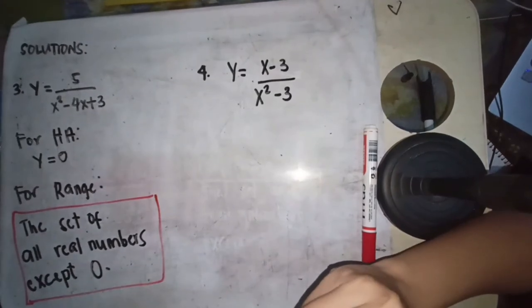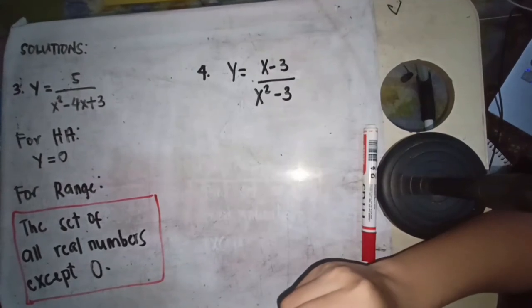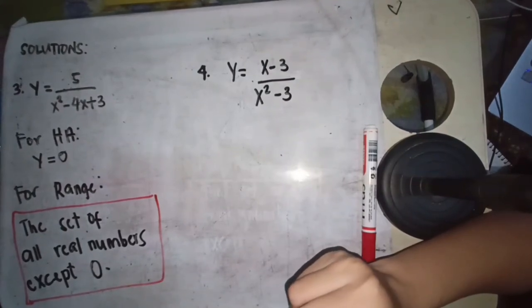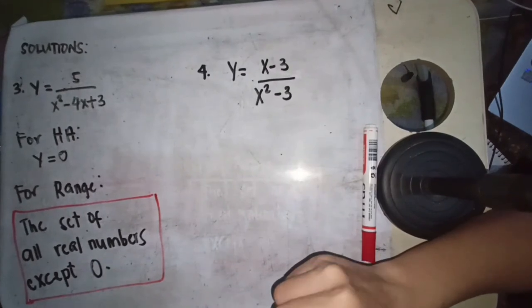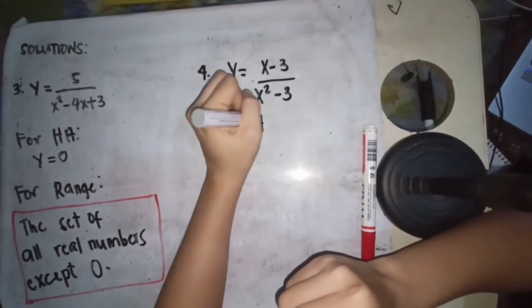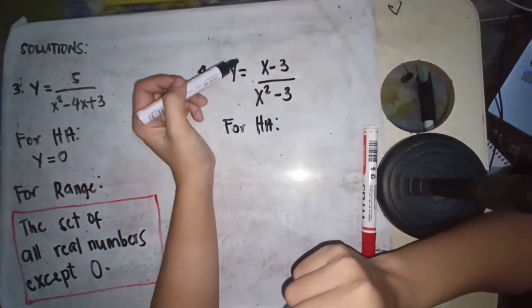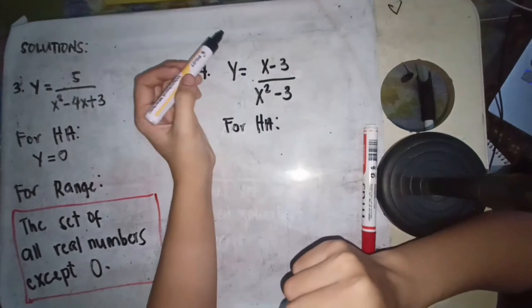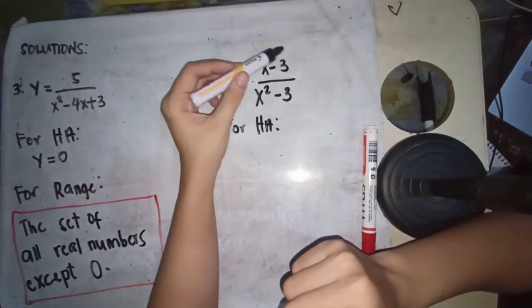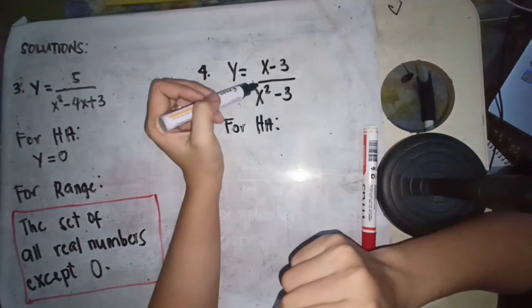For our number 4 example, we have the given y that is equal to x minus 3 over x squared minus 3. So in determining our range for a given rational function, again, ang una nato buhaton is to identify our horizontal asymptote. So in identifying the horizontal asymptote, tanawon lang nato ang degree sa numerator and denominator. For our numerator, we have x minus 3. For our denominator, we have x squared minus 3.